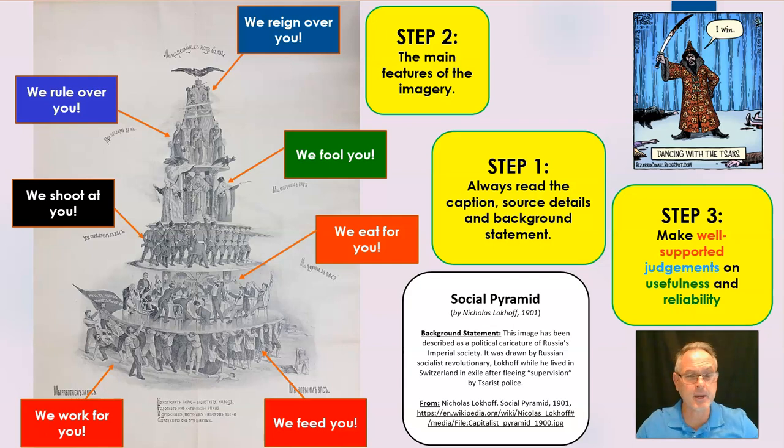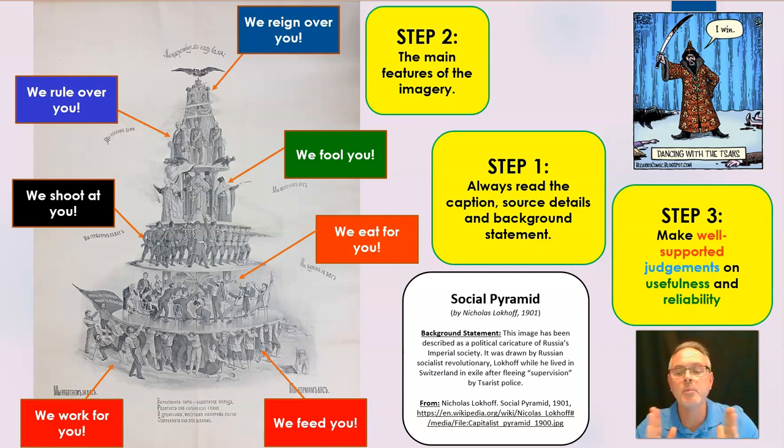Think about making your statements explicit when you write these down. The source, The Social Pyramid by Nicholas Lokoff in 1901, is a useful source because it allows, it helps who? Historians, students, to do something, see something, understand something. Why is it useful? Second point, thinking about reliability.